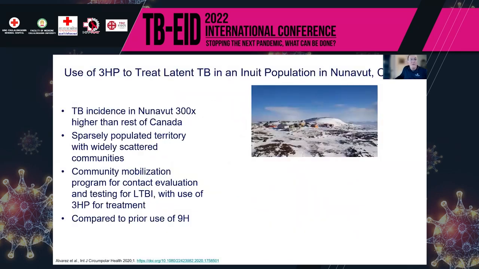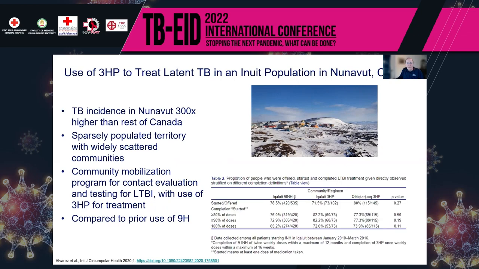Another example is in northern Canada, in Nunavut, in the Inuit population there, that had high rates of tuberculosis, and where there was an outbreak of TB in this very rural, very remote population. Because of the difficulties of giving 9 months of INH, they elected to give 3HP. And what they showed was that overall, the uptake of 3HP in these two communities compared to INH was slightly better, not hugely better, but the completion rates were certainly better, even though they were not statistically significant. The numbers are small, but they're considerably better completion rates in the low to mid 70s versus 65%.